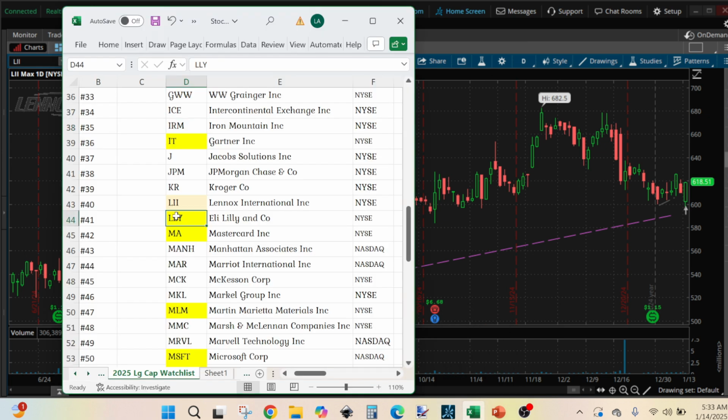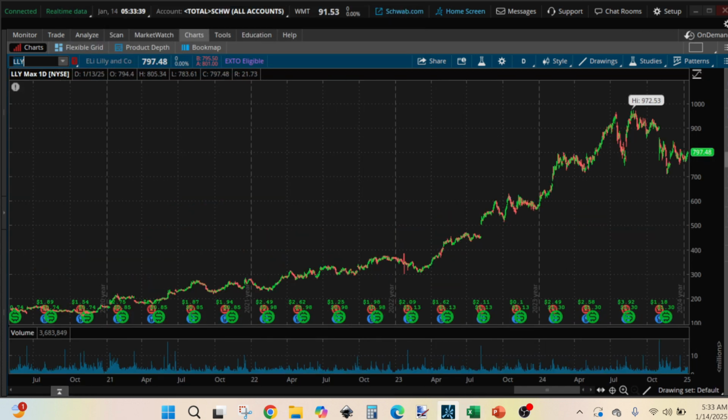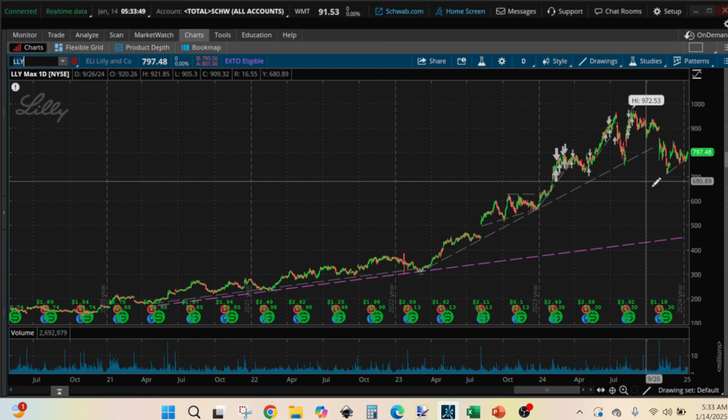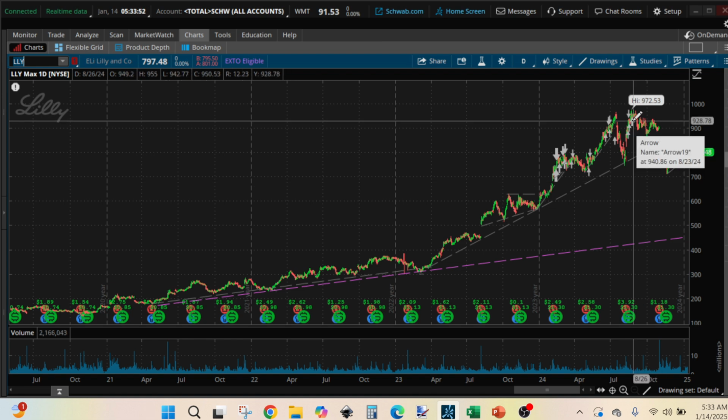LLY, the chart lingers more around those low trend lines, giving you time to find your entry point. LLY, we bought it somewhere up right there. That trend line ended and it seems to be following a lower one.